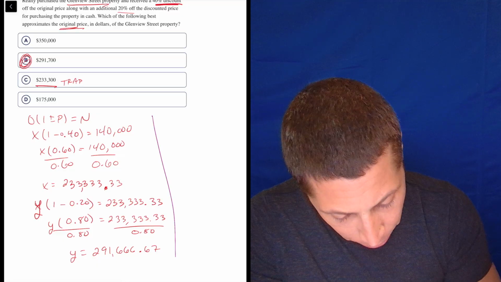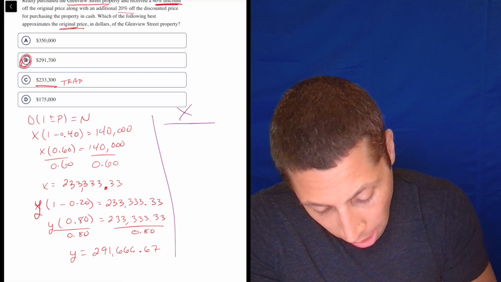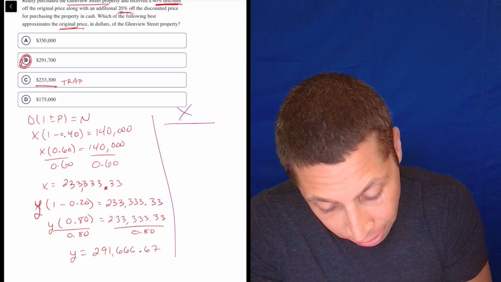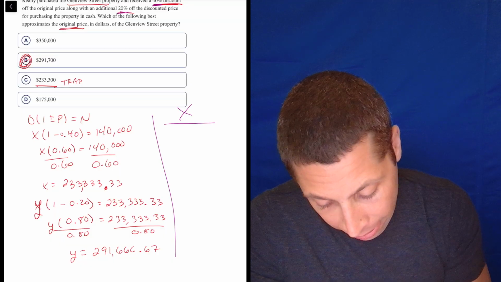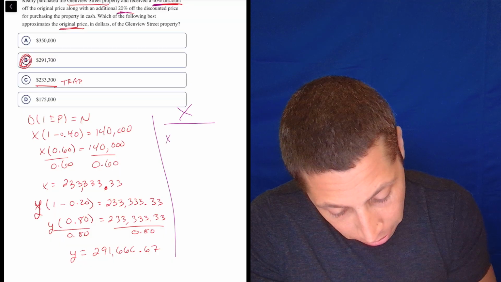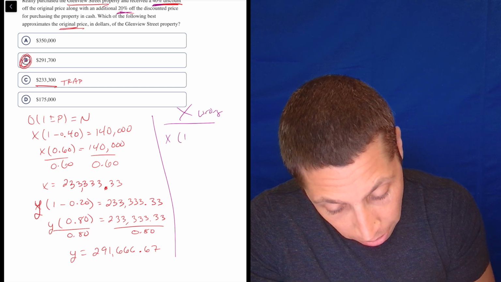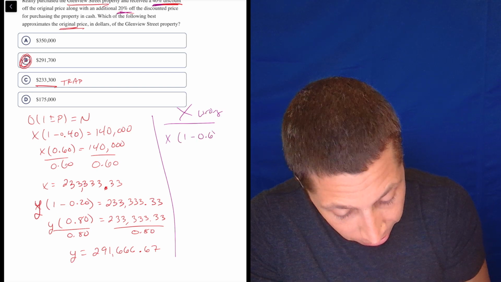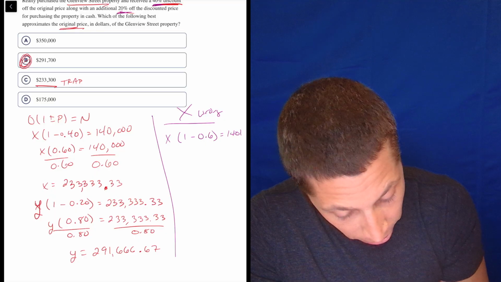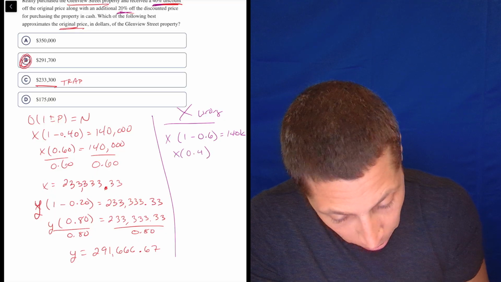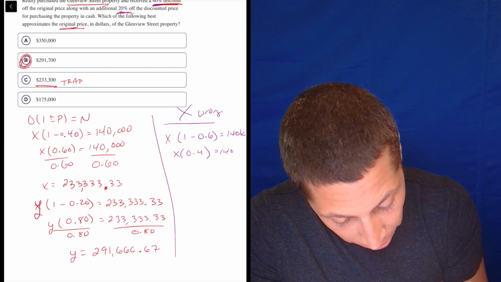I think what a lot of people are going to do, this is wrong. I think a lot of people are going to add the 20% and the 40% and get 60%. Let's see if I'm right. This is wrong. So I think that you're going to get 1 minus 0.6, and that's 140,000. So x times 0.4 is 140,000. So you're going to divide.